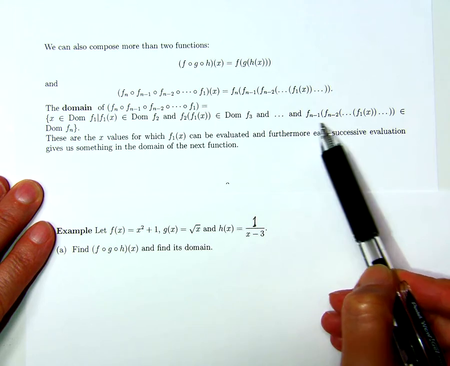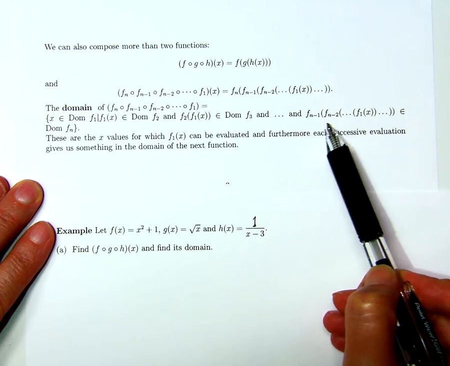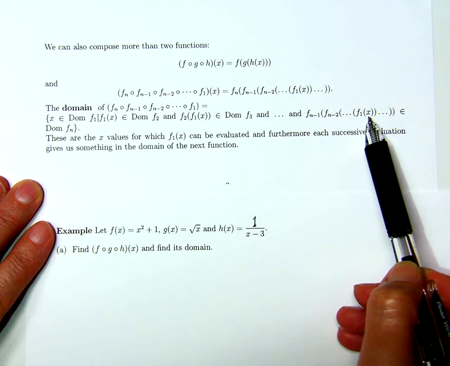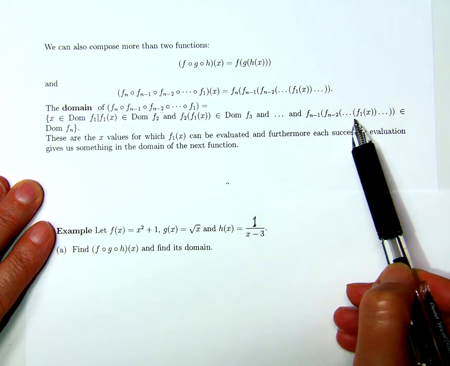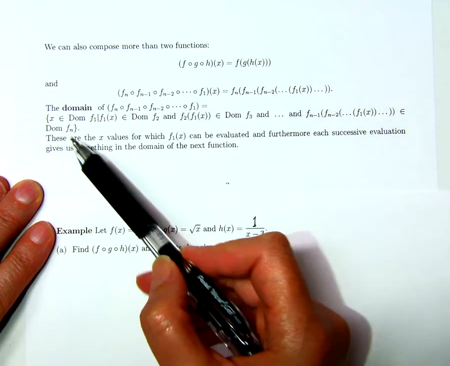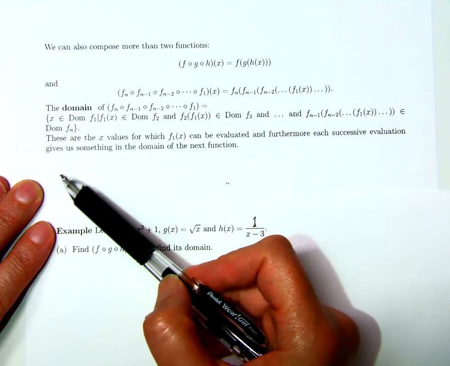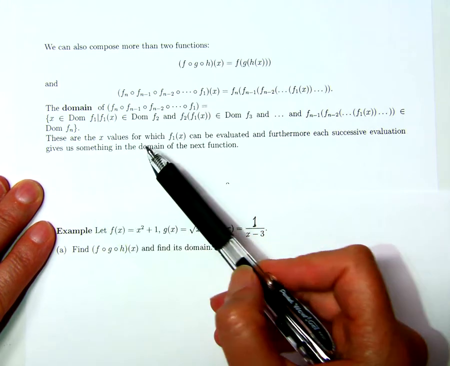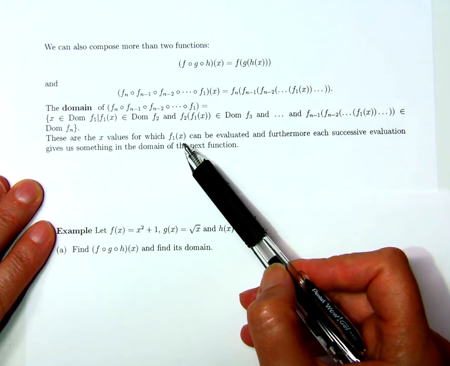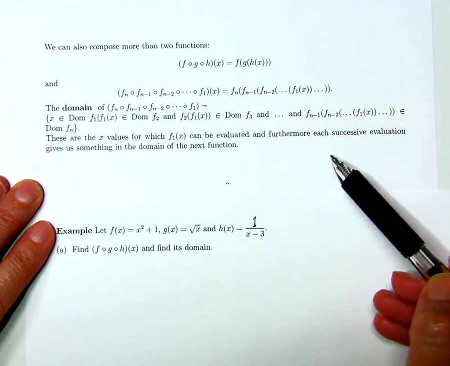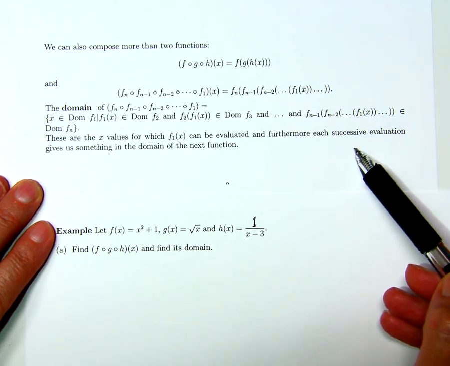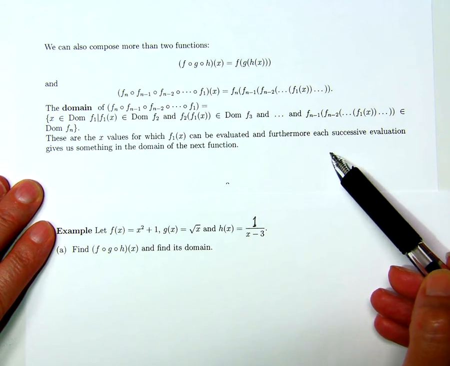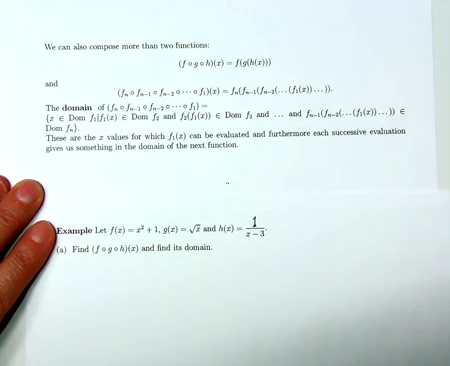Fn minus 1, n minus 2, down as far as f1 of x, what I get when I've applied all of these, must be in the domain of the next function, fn. So these are the x values for which first of all f1 can be applied, and furthermore every successive evaluation gives us something in the domain of the next function.